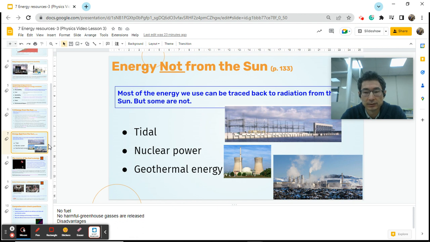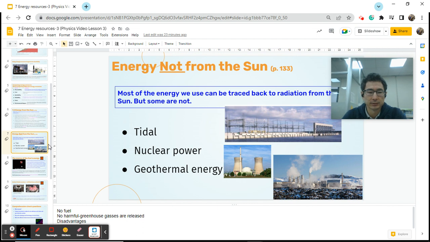The second was a nuclear power plant, again not from the sun. I think it's maybe in Taiwan. Geothermal energy, Iceland, definitely. It is location specific, and again the origin is from the Earth's core or Earth's crust, which is still very hot.